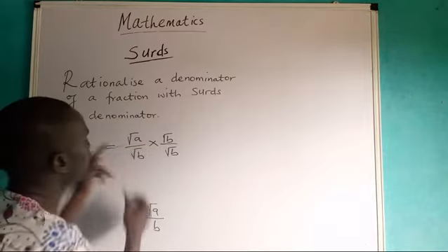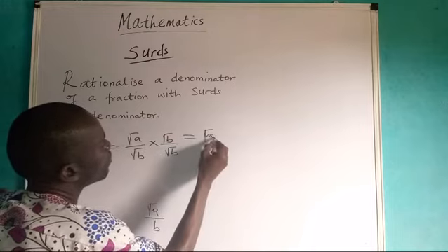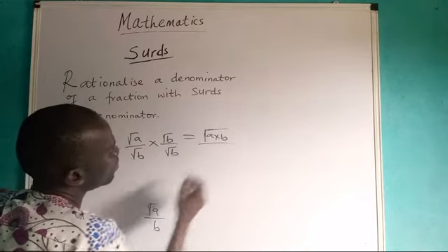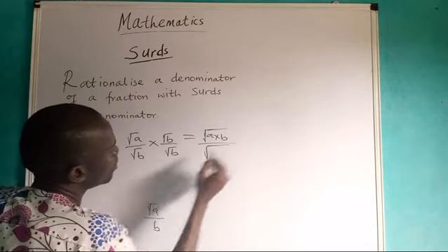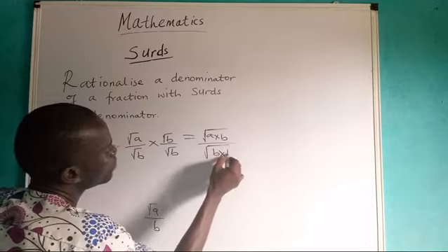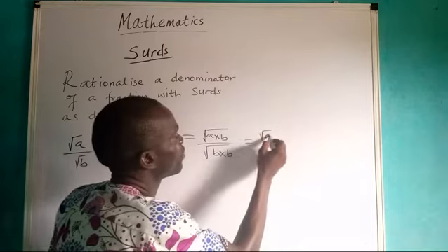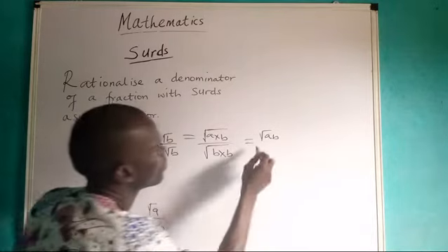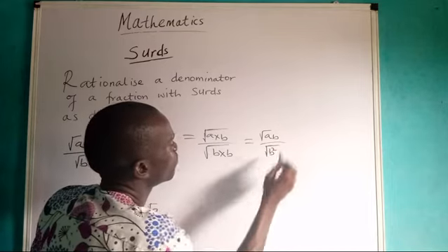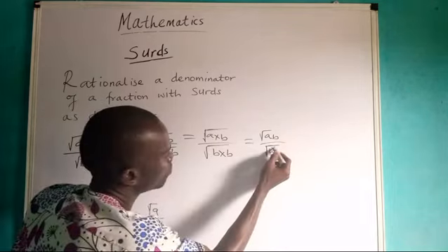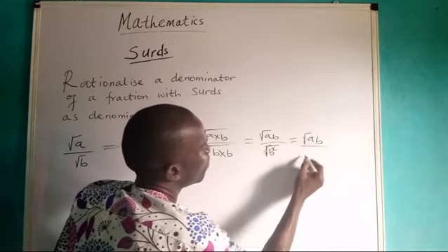Now, taking a single root, we have to multiply A and B, so it becomes root of A times B, okay, and also taking a single root here, it becomes root of B times B. Now if you do this, the numerator, we have root AB, that's A times B is AB. While for this one, we have root B squared. Now don't forget that the square cancels with the root, therefore we have root AB over B.